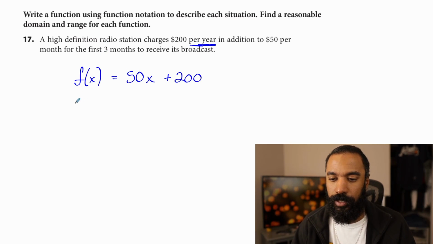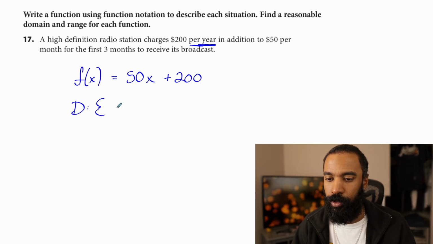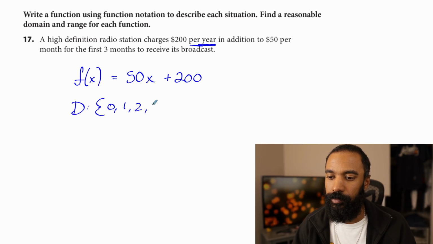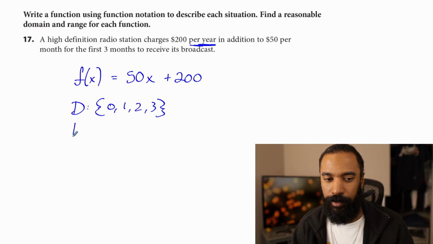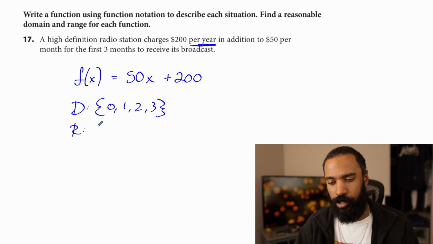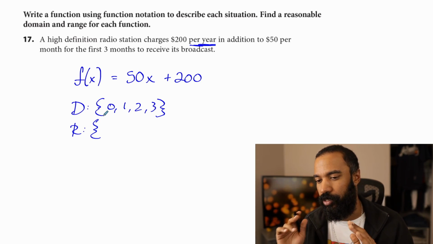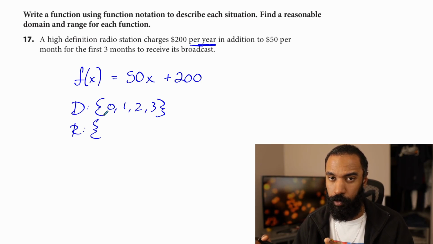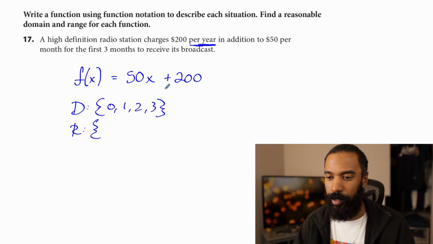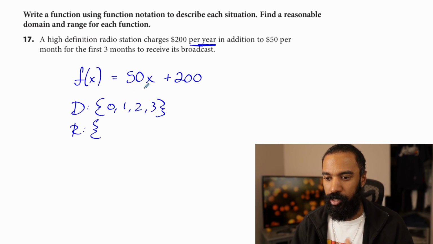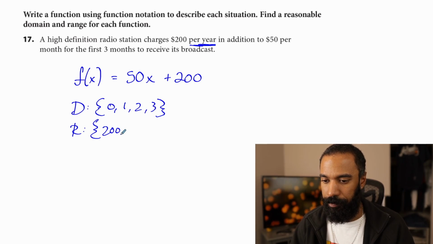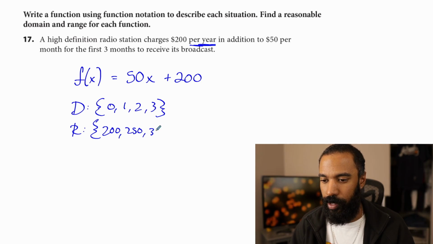Within the first 3 months, once again, domain, 0, 1, 2, or 3 months in, you're going to be charged a certain amount. I hope that there's one where something declines over time. We haven't seen those yet, but I would have liked to see something go downward. So you can see that the range goes in increasing order with domain, even if they don't map 1 to 1. But 0 months in, you're only going to pay $200. After a month, $250. After 2 months, $300. And after 3 months, $350.